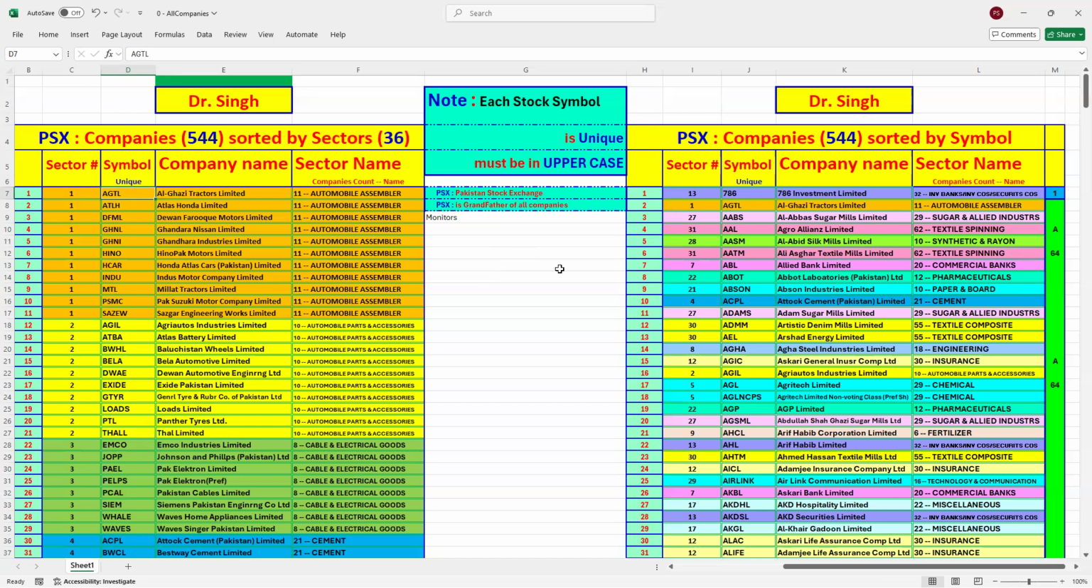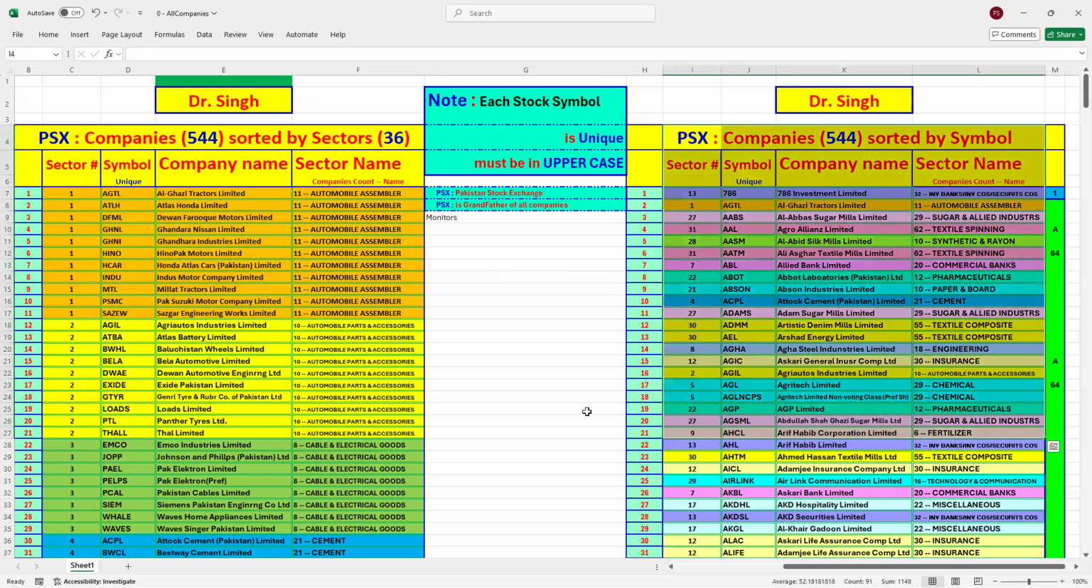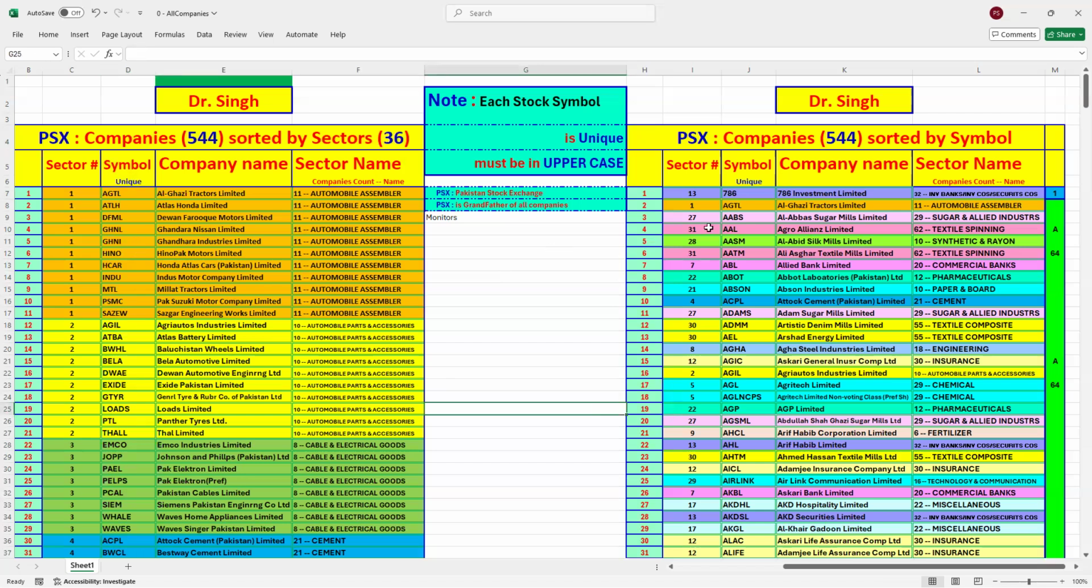Having said that, I think I have mentioned already that the table on the left and the table on the right are the same, except the one on the left side is sorted on the sectors over here, and the right-hand side is sorted on the symbols right over here. That's fine. With this, let's see what we want to do today.